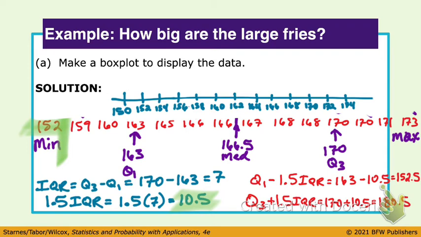We always make our x-axis first. Now I'm going to put the box, which goes from Q1 to Q3. So I'm going to mark Q1 with the 163. I'm going to find where 163 would be and put my little line. And then 170. And I'm going to create that box. So there's my IQR box.